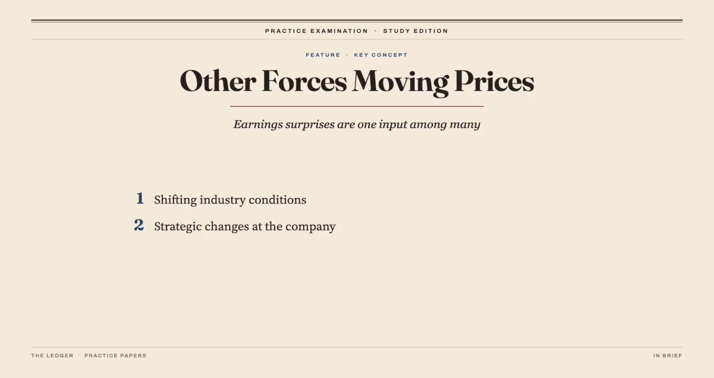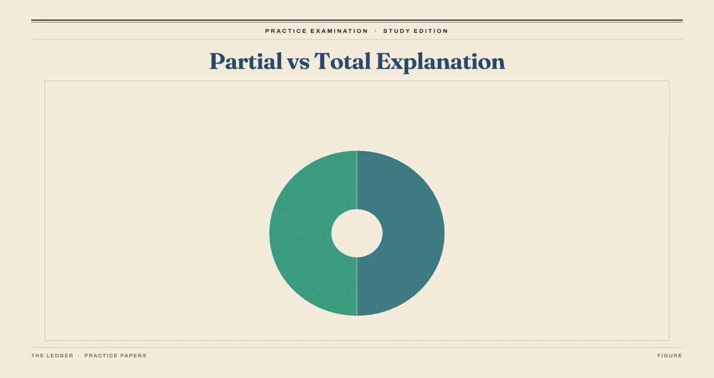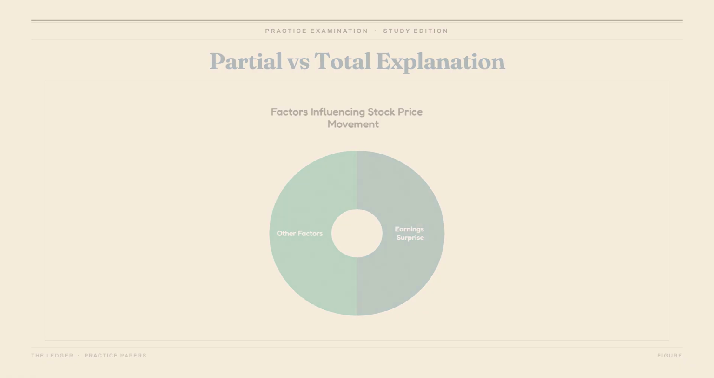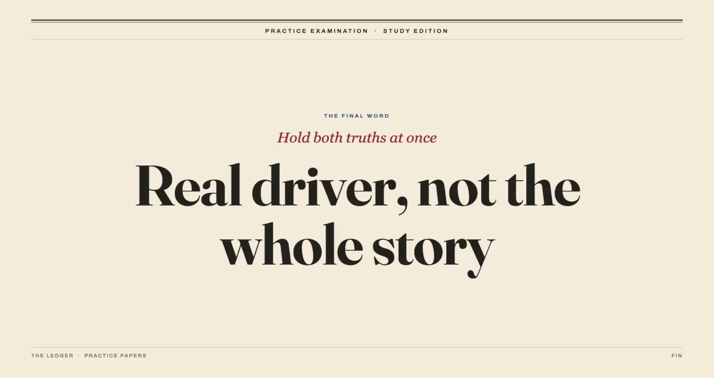Shifting industry conditions, strategic changes, revised growth expectations, and a changed valuation multiple all move prices independently of the latest earnings number. Picture total price movement as one circle. The earnings surprise fills only part of it, while everything else, unrelated to that single release, fills the rest. That's the correct picture, not one where earnings fill the whole circle. The disciplined view credits earnings surprises with real, measurable influence, while remembering that industry shifts, strategy, growth expectations, and valuation multiples all share the work of setting prices.